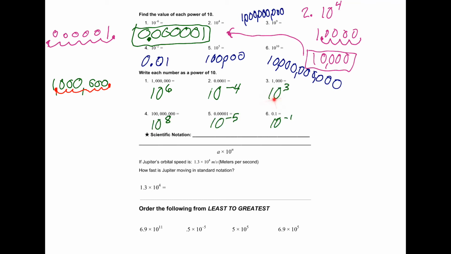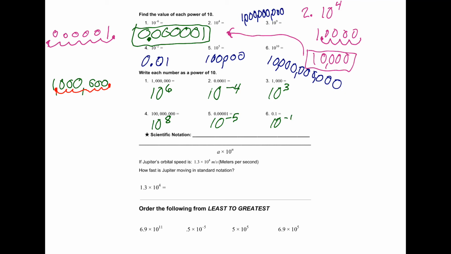All right, so for answers, we have 1,000 equals 10 cubed, so 10 to the 3rd power. We have number 4, 10 to the 8th. I count 8 zeros, so 100 million. 10 to the negative 5, and 10 to the negative 1.